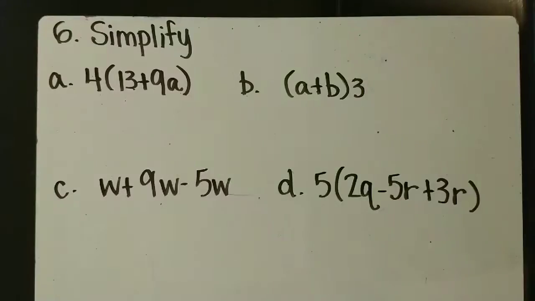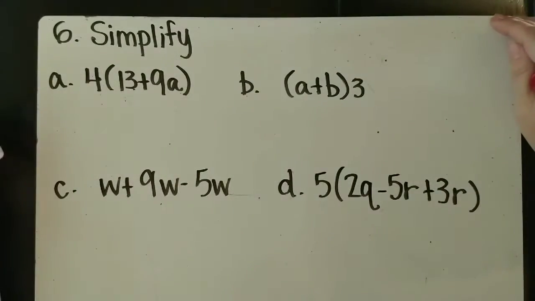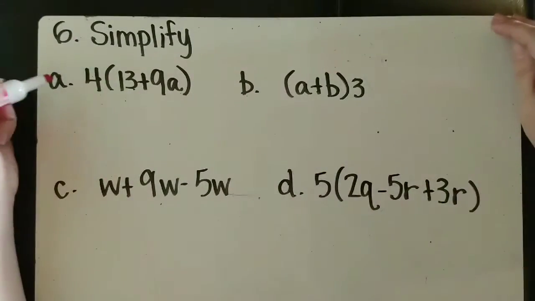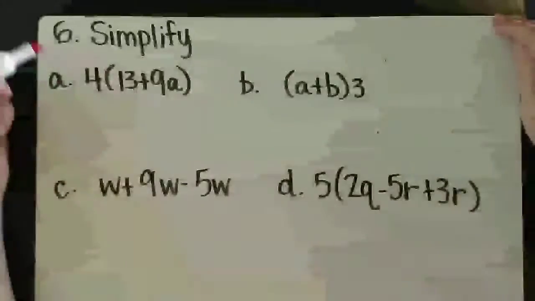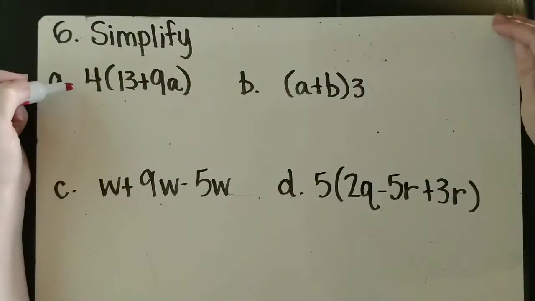And lastly, for your study guide, let's look at number 6. We have 4 parts that we are going to work on. This is from lesson 1-4. We are going to simplify completely these 4 problems. So let's look at letter A. Go ahead and write it down and see what you can do.